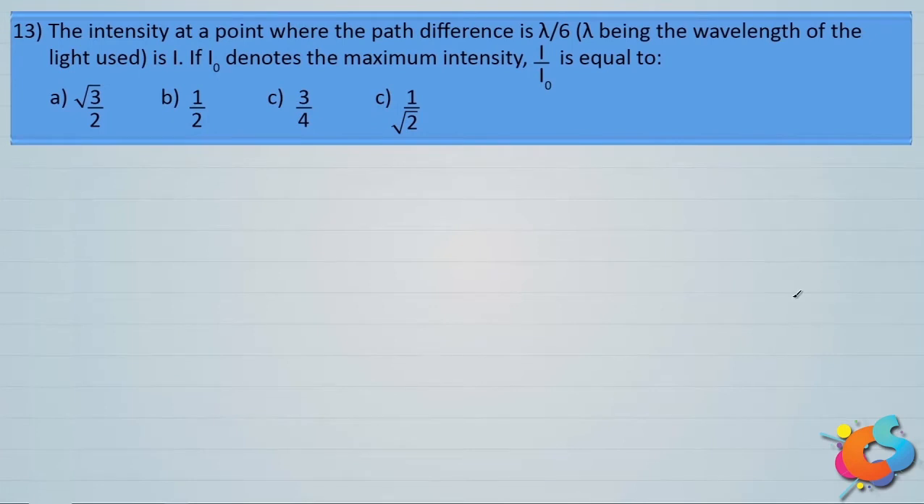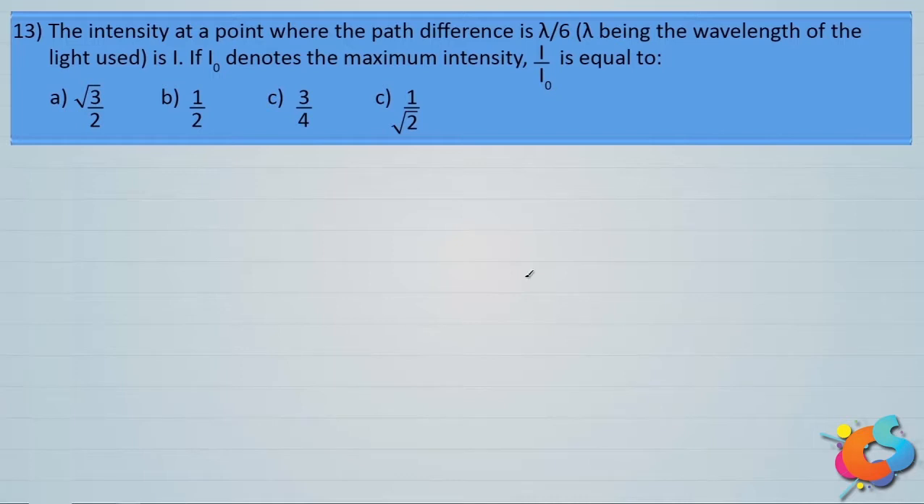Now let's take up the next question. The intensity at a point where the path difference is lambda by 6, where lambda is the wavelength of the light used, is I. If I naught denotes the maximum intensity, then I by I naught is equal to: options A root 3 by 2, B 1 by 2, C 3 by 4 and D 1 by root 2.